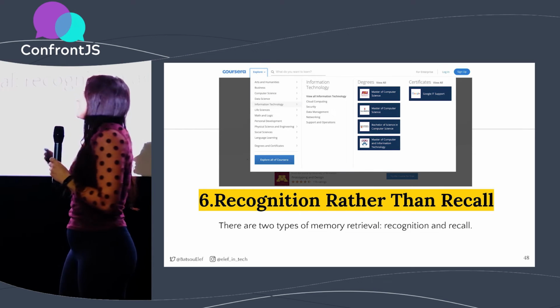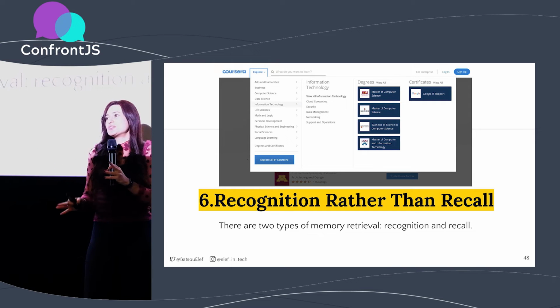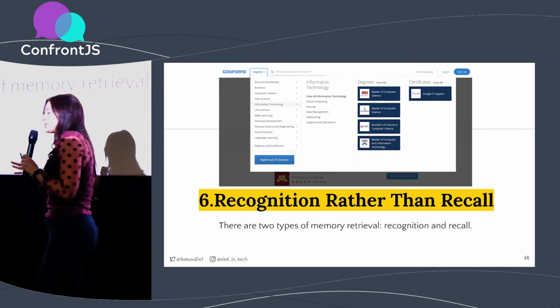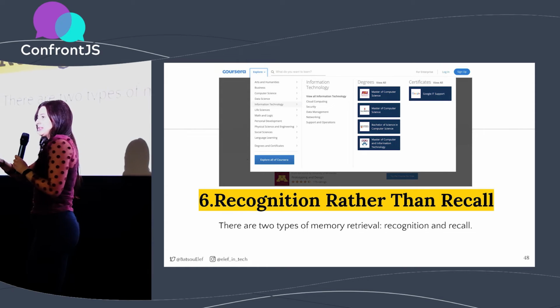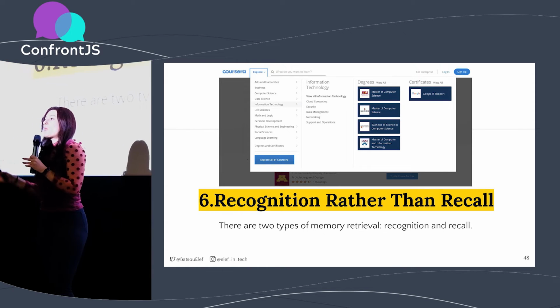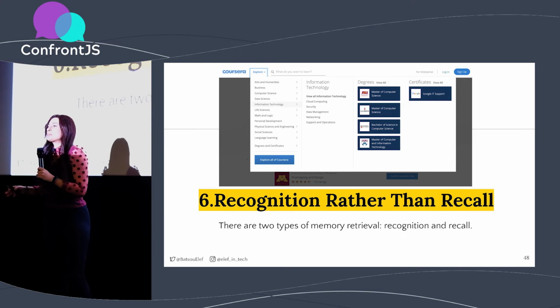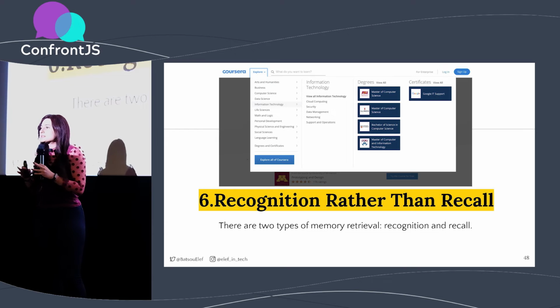Moving on, we have recognition rather than recall. We want everything to be as easy as possible for the user. We don't want to make them remember things. They should just look at something and be able to understand what it is. And that's why we want recognition. For example, give them icons, give them small images, give them some easy words.